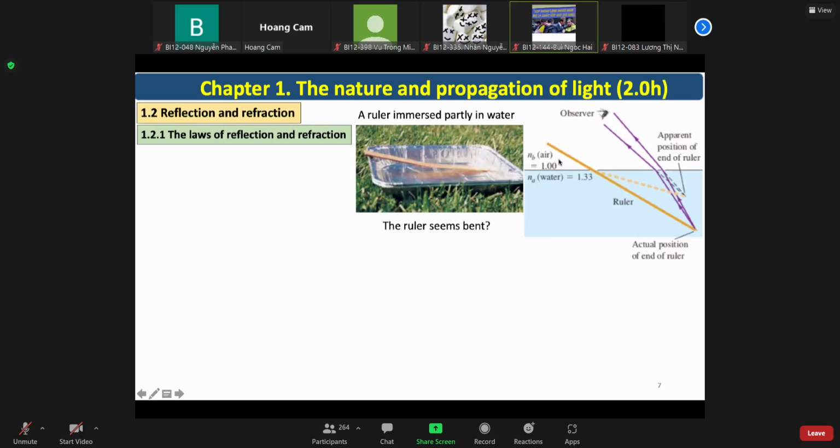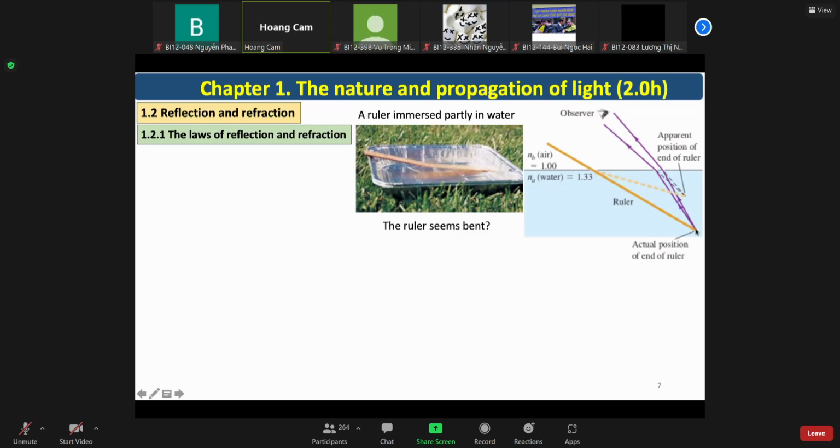Following Snell's law, we see that this ray will be bent further from the normal, and this refracted ray as well. These two refracted rays meet at this point. So this point is the image of the end point of the ruler. The ruler at first is like this, however our eyes think that it is the ruler now. That's why the ruler seems to be bent.